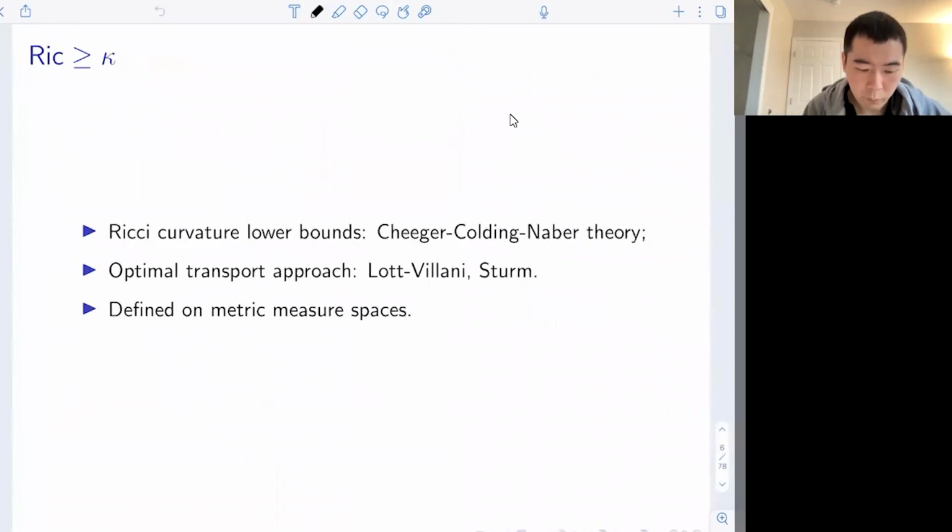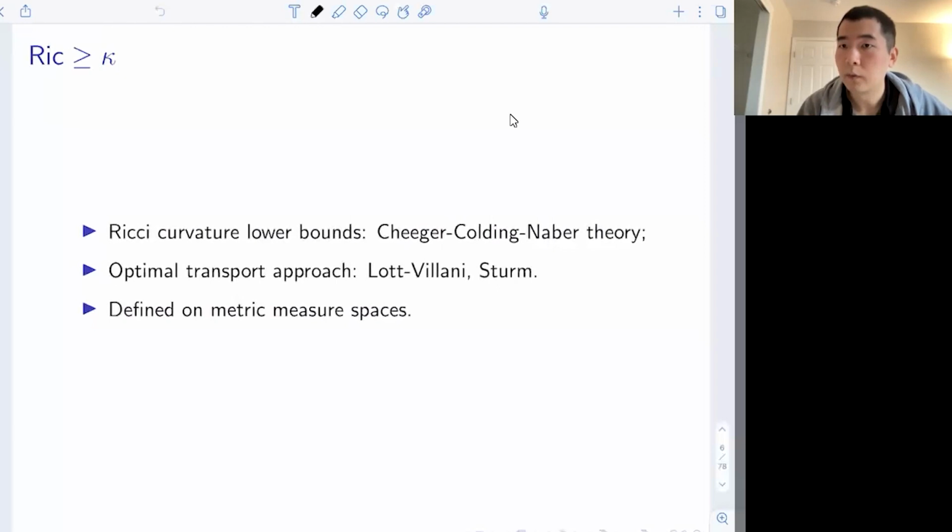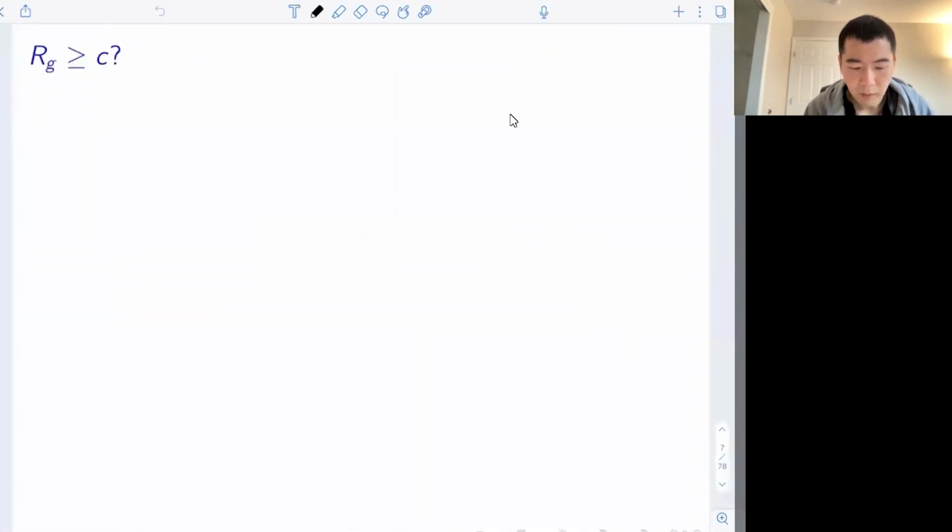And similar stories for Ricci lower bounds was done via a pretty different approach using optimal transport and a lot of related Cheeger-Colding and Naber theory. They're also done by comparison theory, but it's kind of far away from our story today. So let's just skip that. So the question comes to how we define scalar curvature lower bounds. Let's say R bigger than or equal to some constant C.